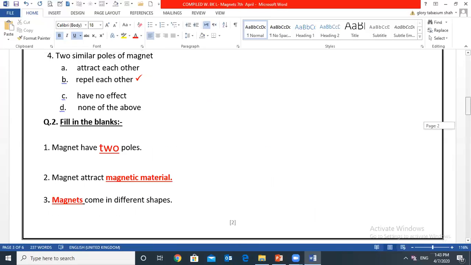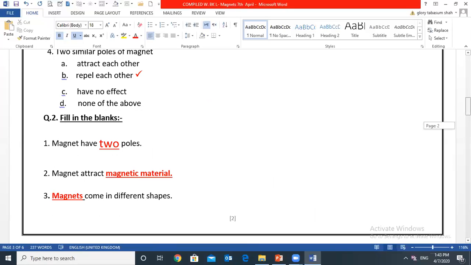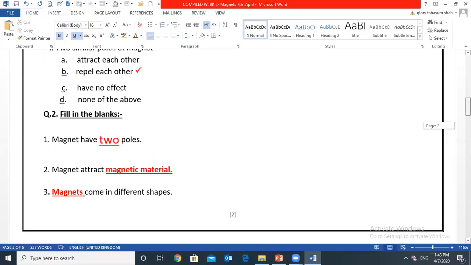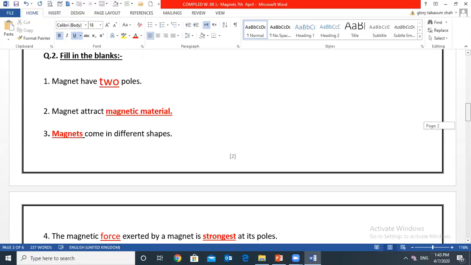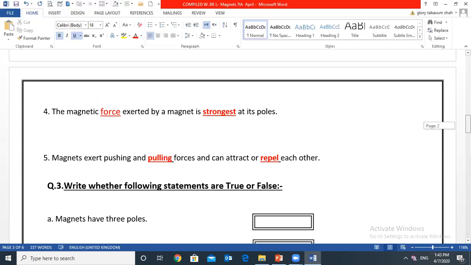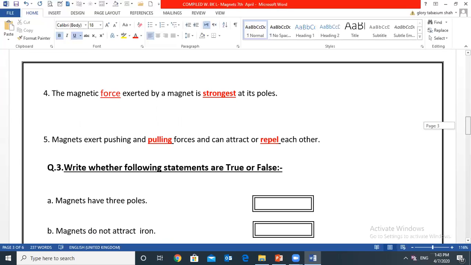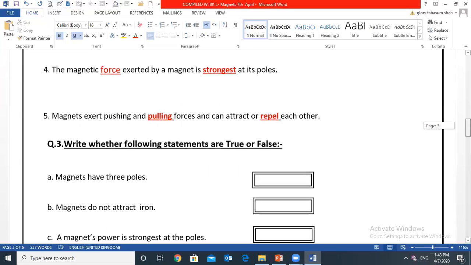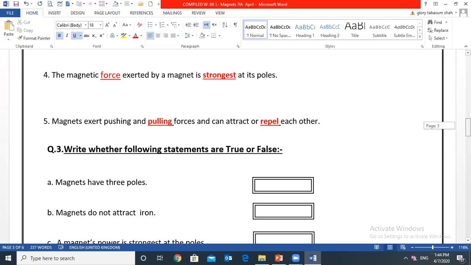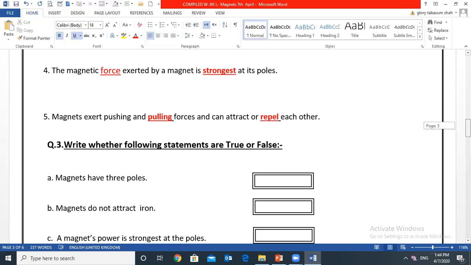Question number 2, fill in the blanks. Number 1, magnet have 2 poles. Number 2, magnet attract magnetic material. Number 3, magnets come in different shapes. Number 4, the magnetic force exerted by a magnet is strongest at its poles. Number 5, magnets exert pushing and pulling forces and can attract or repel each other. Done?